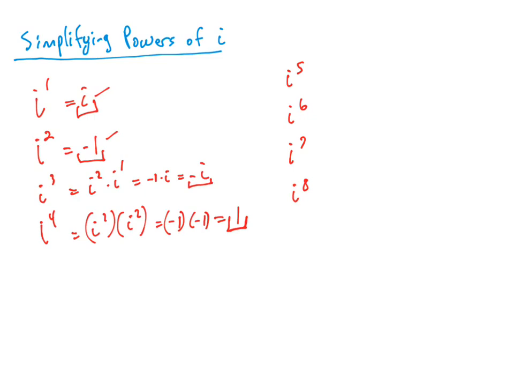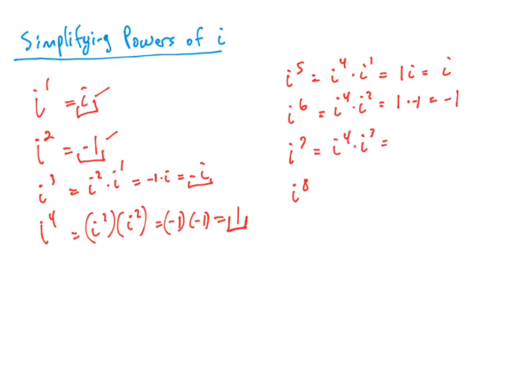Okay, when we have i to the fifth, we can rewrite that as i to the fourth times i, or i to the first I should say. i to the fourth we already saw is equal to 1. i to the first is i, so this is just equal to i. i to the sixth, we could write as i to the fourth times i squared. Well, we already saw i to the fourth is 1, and i squared is negative 1. So this is just negative 1. Yeah, sorry, got a little tripped up there. Yep, negative 1.